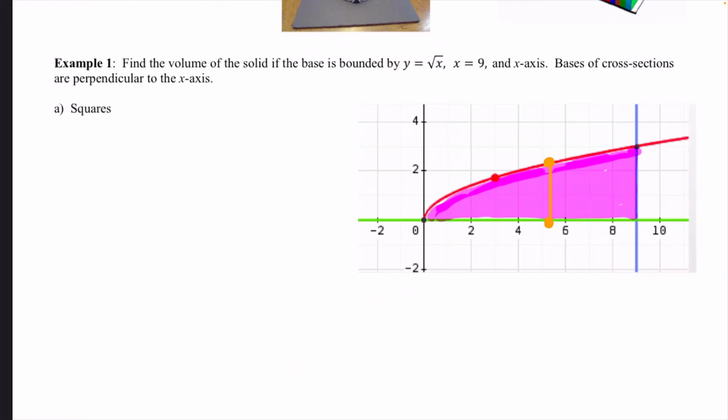So our formula says volume equals an integral. We have to find the area of one of those cross sections. Well, we said it's a square, right? So what is the area of a square? Just s squared, whatever you want to say, right? Because all 4 sides are the same.